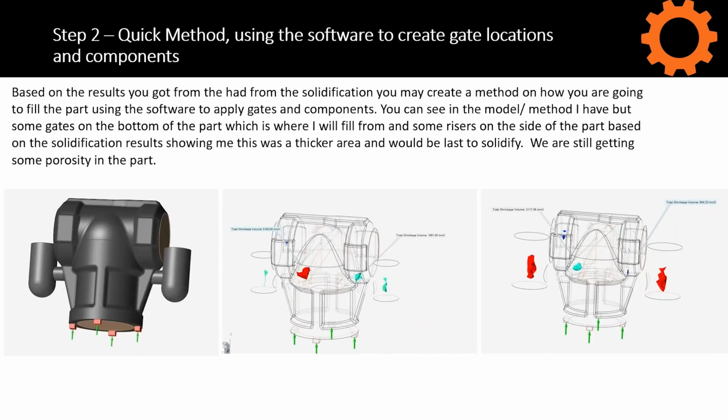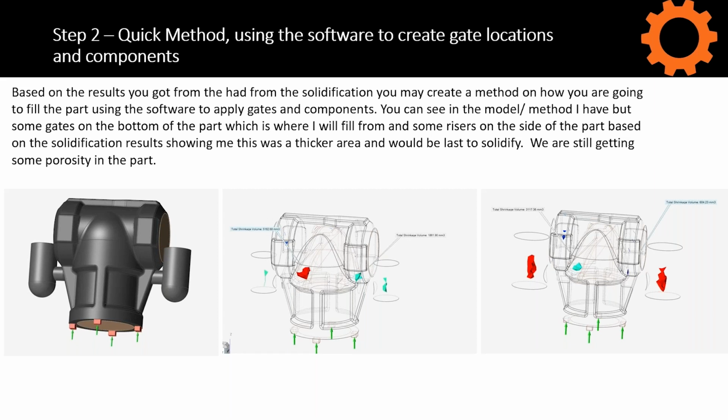Step two, you may do a quick method, using the software very quickly to create some gate locations and add some components. In the image below, you can see that I've added 4 gate locations. I'm going to feed it from the bottom, and I've added some risers in the locations that the solidification pointed out. Based on this, we are still seeing a bit of porosity, which we'll see in the software very shortly. Another thing you could do is increase the riser size and see what effect that has. It does decrease the porosity, but not massively, and we are still getting porosity.